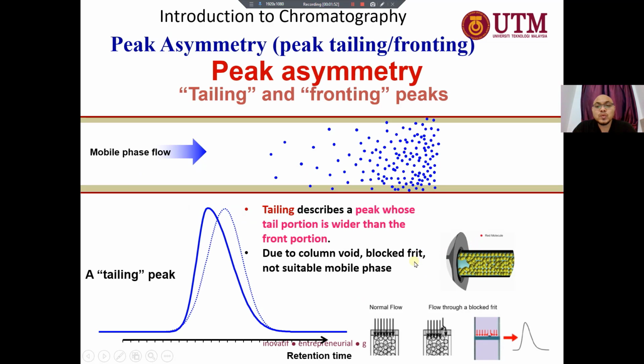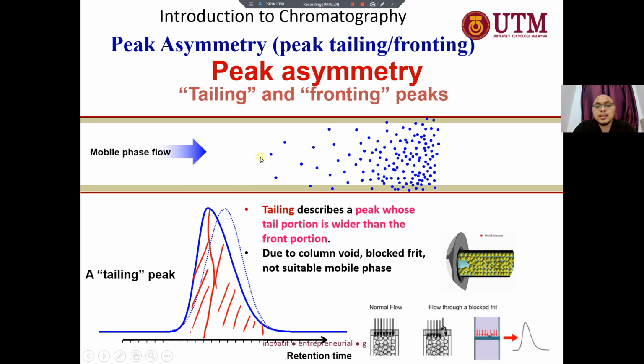Let's look into the tailing. Here is an example of a tailing peak, where the portion of the peak at the end is much wider compared to the front. If we calculate the area, the tailing side is much larger compared to the front one. This is what we call the tailing peak.